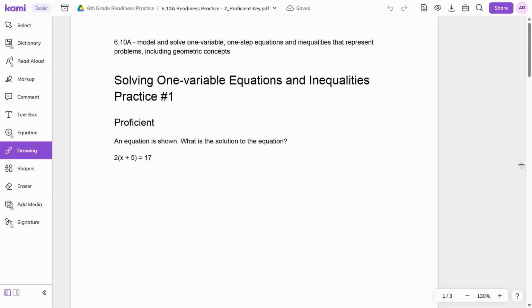Today we are looking at the 6th grade concept of solving one-variable equations and inequalities. This is 6.10a Readiness Practice, the Proficient version.